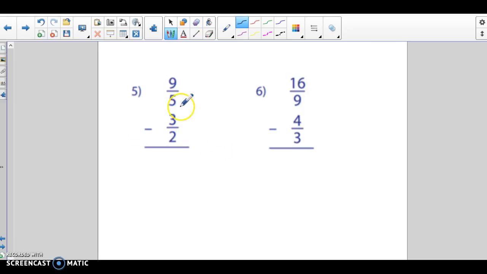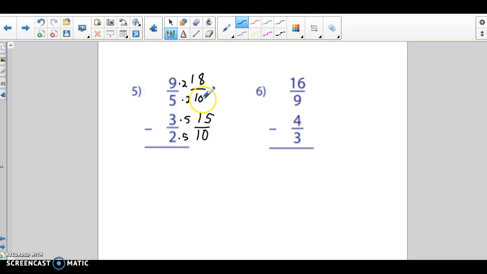What common denominator do 2 and 5 share? 10. So you rewrote 9/5 as 18/10. Okay. What we did is we multiplied the bottom by 2. What you do to the bottom, you do to the top. And rewriting halves as tenths, we're going to scale up by multiplying by 5. What you do to the bottom, you do to the top. Now can we subtract them? Yes.